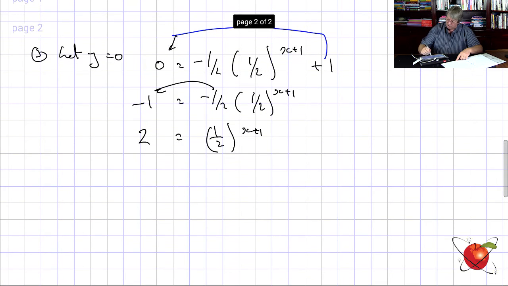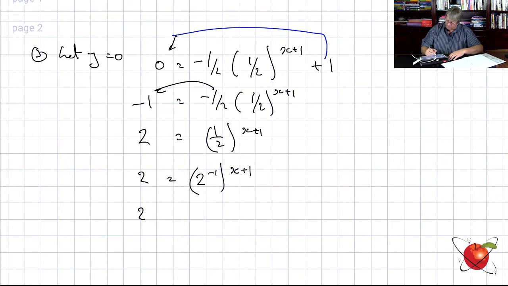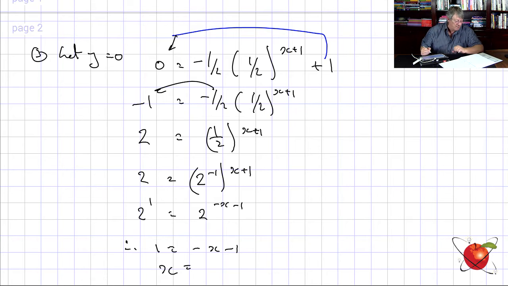What is it? Exponential. I want the bases the same. Therefore, I can change that or that. So I'll say 2 equals 2 to the minus 1 times x plus 1. Therefore, 2 to the 1 is equal to 2 to the minus x minus 1. Drop the base. 1 is equal to minus x minus 1. And you get x equals minus 2. And I then say minus 2 and a 0.